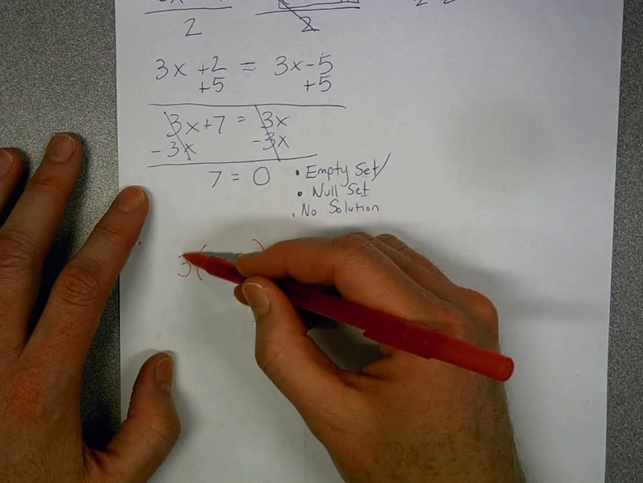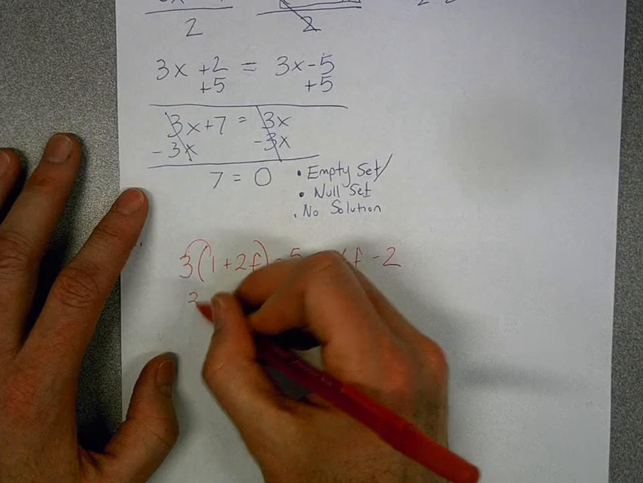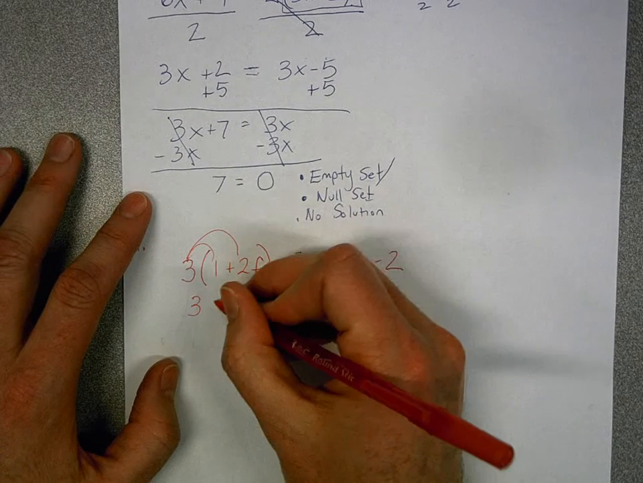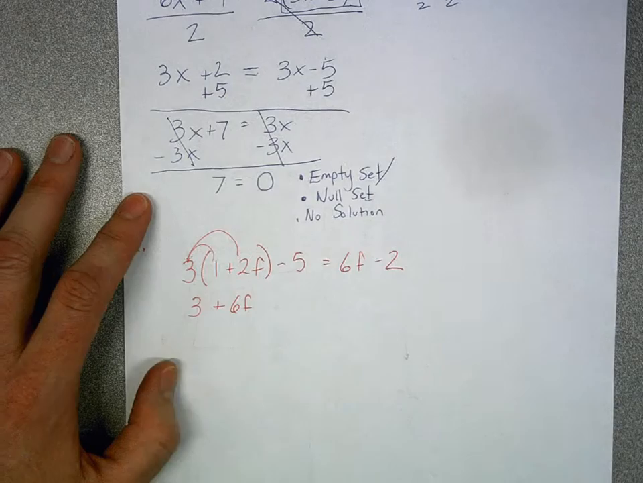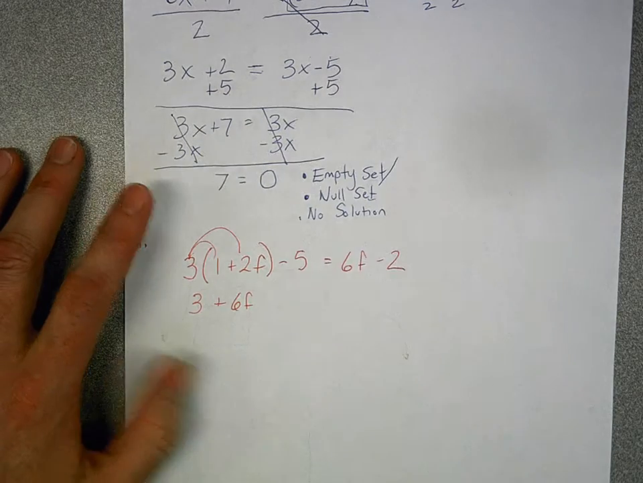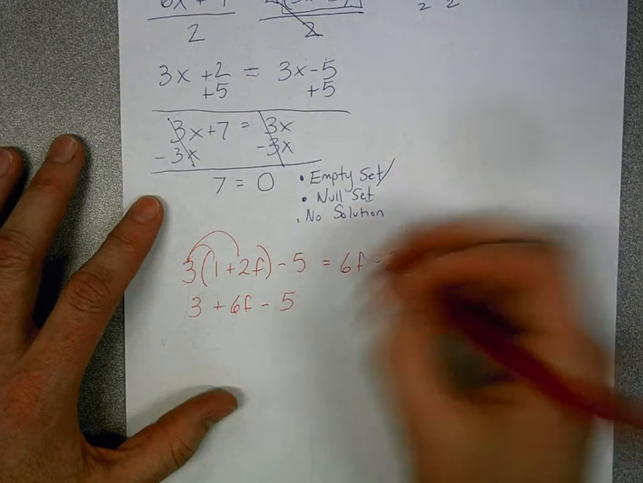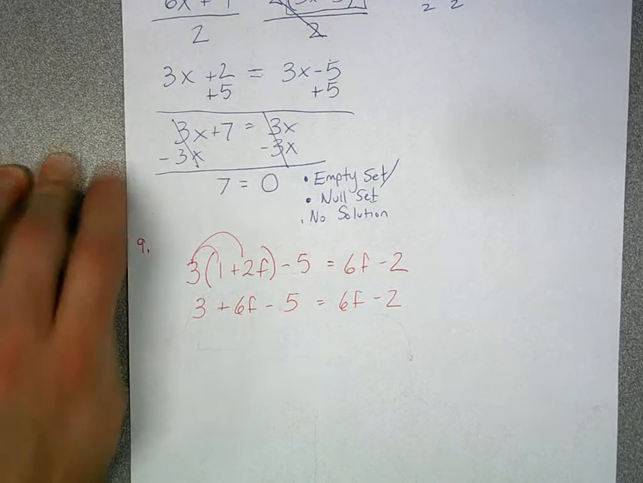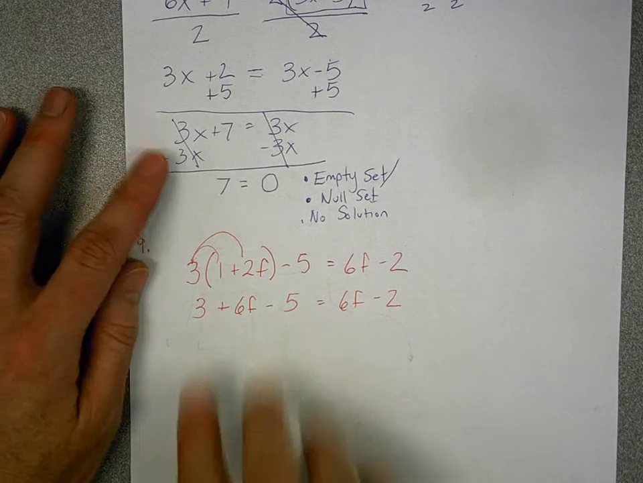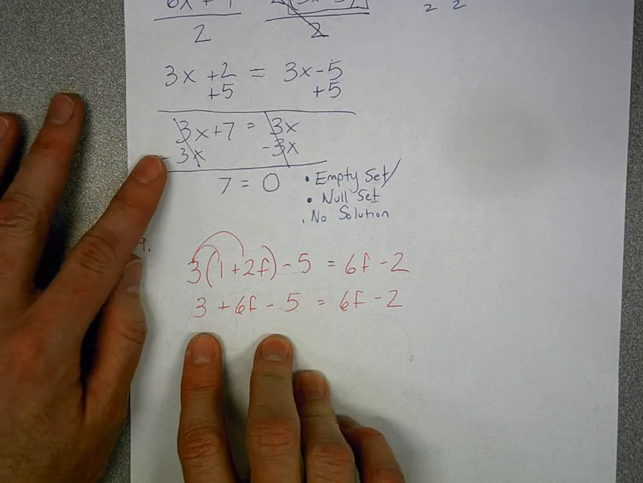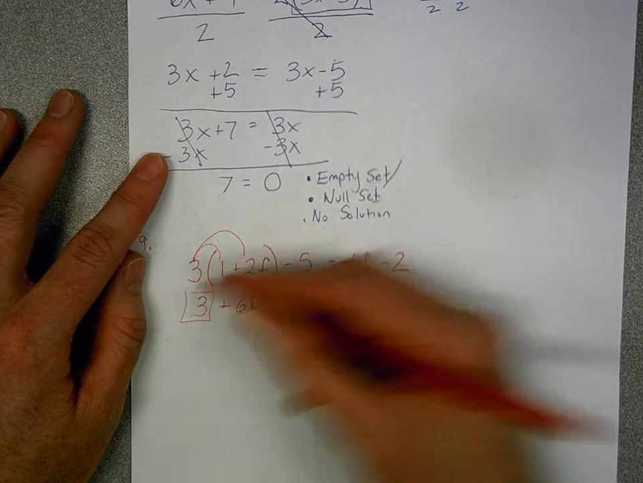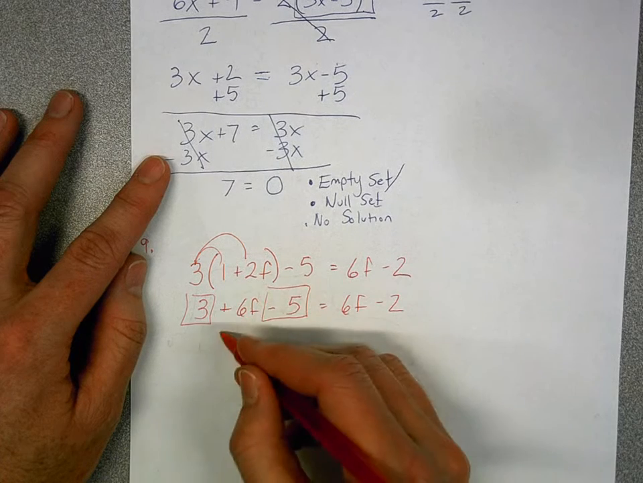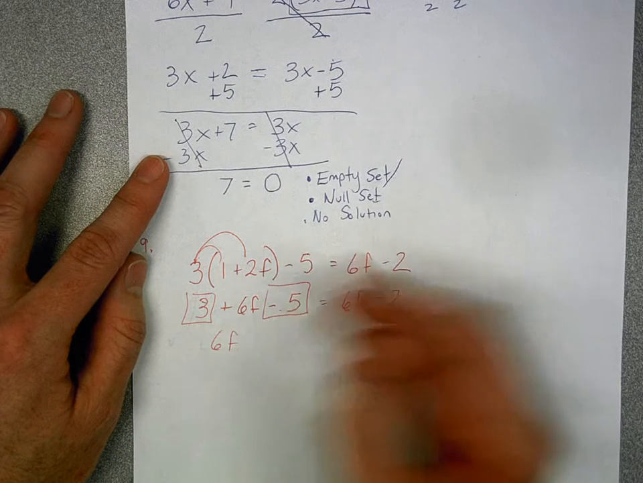3 times 1, doing distributive property. 3 times 1 is 3. 3 times a positive 2f is a positive 6f. I just eliminated my parentheses, so I'm going to rewrite: minus 5 equals 6f minus 2. Now this side here I'm going to simplify because I can. There's like terms here, a 3 and a negative 5. So what I end up with is 6f, and then 3 minus 5 is a negative 2.